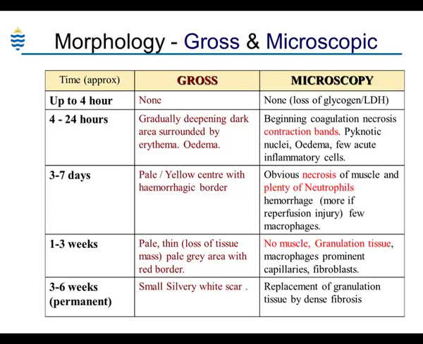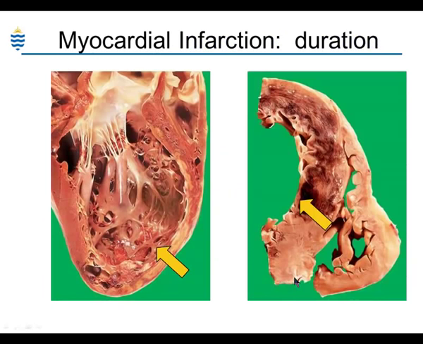Pathology, simple, just like any other wound injury. Immediately up to 4 hours no change, but enzymatically there is loss of glycogen and release of LDH. 4 to 24 hours, 1 day is contraction bands, 3 to 7 days is acute inflammation with necrosis, 1 to 3 weeks is removal of the dead cells by macrophages and granulation tissue, and more than 3 to 6 weeks is scar formation. So it's quite simple.